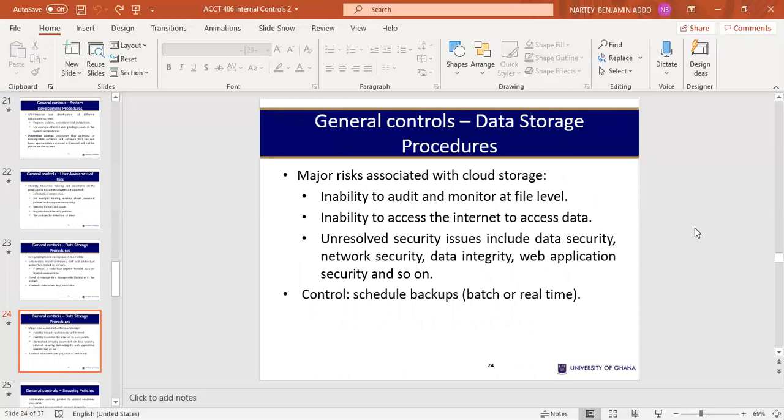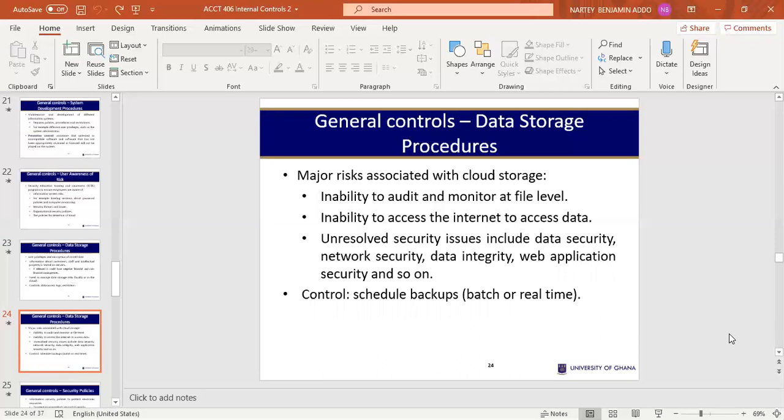So what are the major risks associated with cloud storage? As I've already mentioned, the inability to audit and monitor at the far level, because it's in the cloud. And for cloud, wherever you are in the world, you can have access. So you have the inability to access the internet to access data as well. That is also one of the limitations. Then unresolved security issues include data security, network security, data integrity, web application security, and so on. So all these security issues have not been resolved, and they come as limitations to data storage in the cloud.